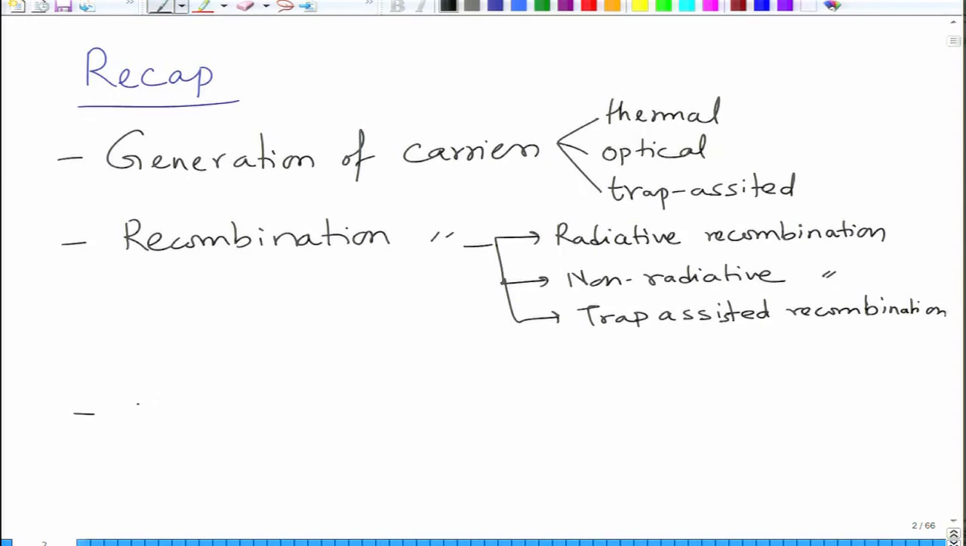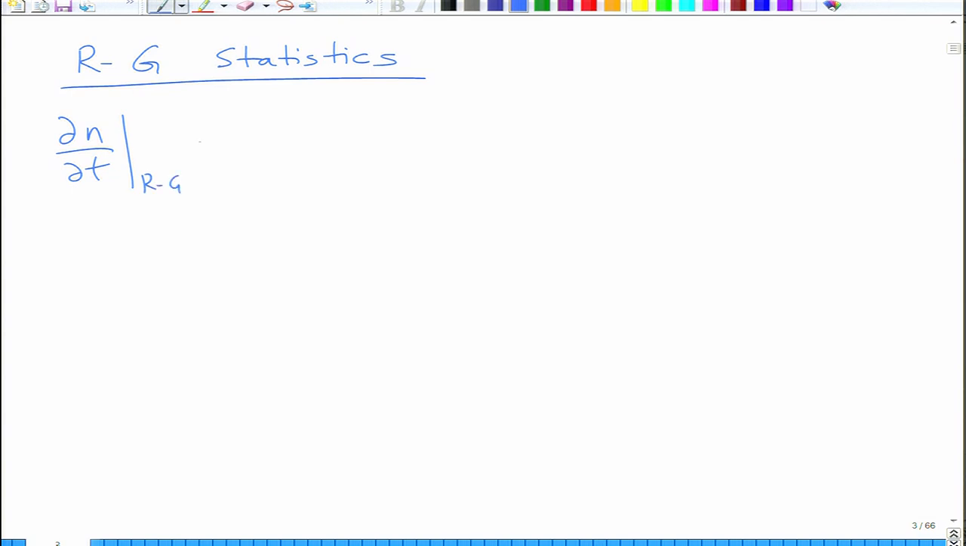And finally, we were just beginning to do quantification of these recombination generation statistics. So this is what we will take forward. This is called recombination generation statistics in semiconductors. We first define del n by del t, due to RG, which is the time rate of change in electron concentration.